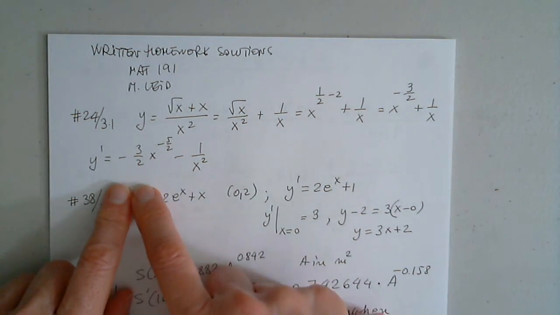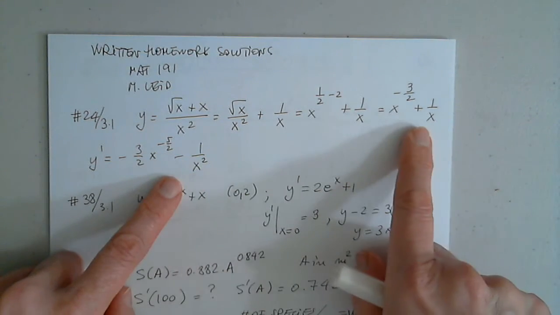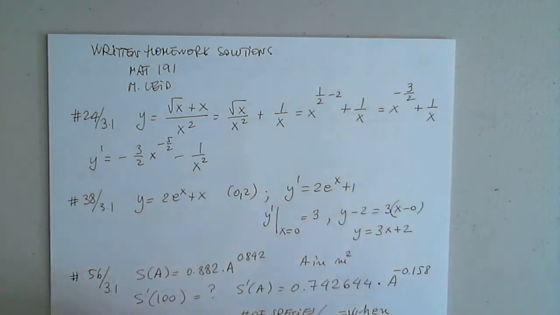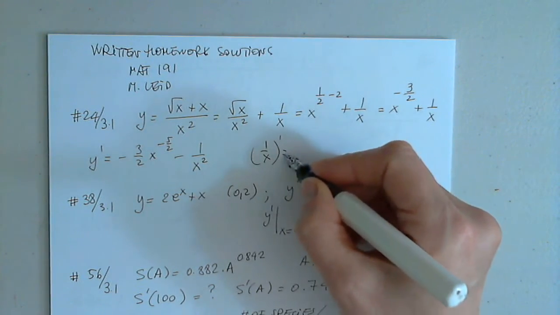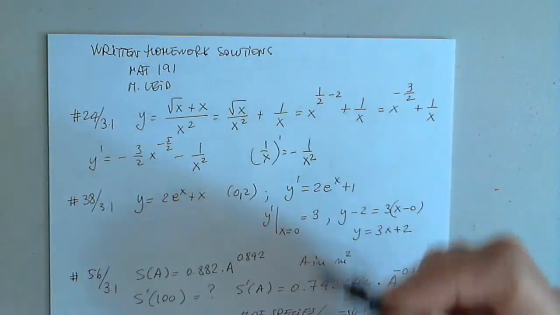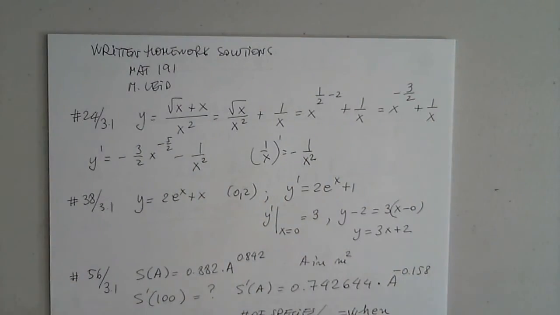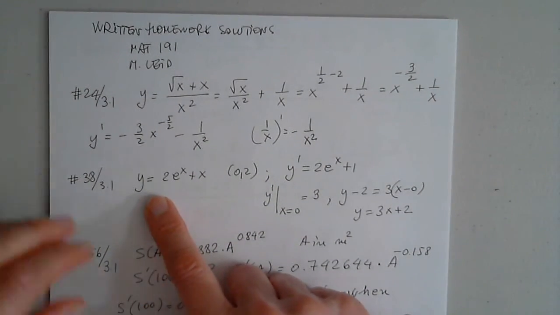Bring down -3/2, subtract 1 from the power, and we always remember that the derivative of 1 over x is -1 over x squared. This should be carved in stone by now. The same thing here. We are differentiating.